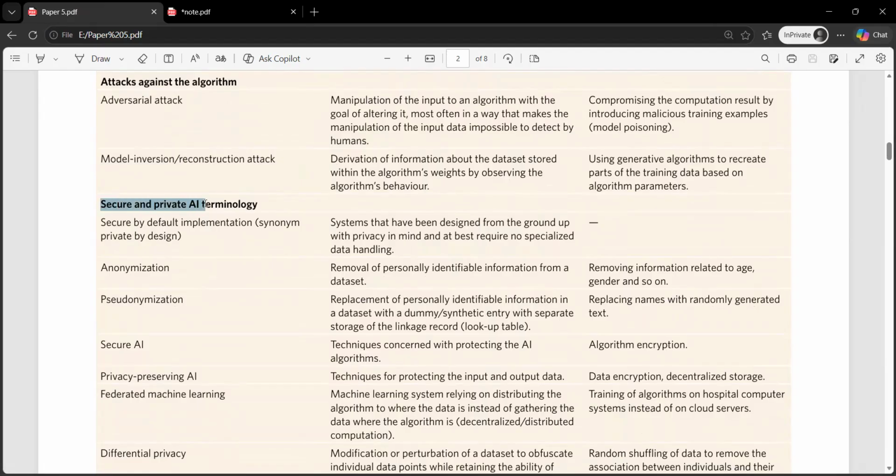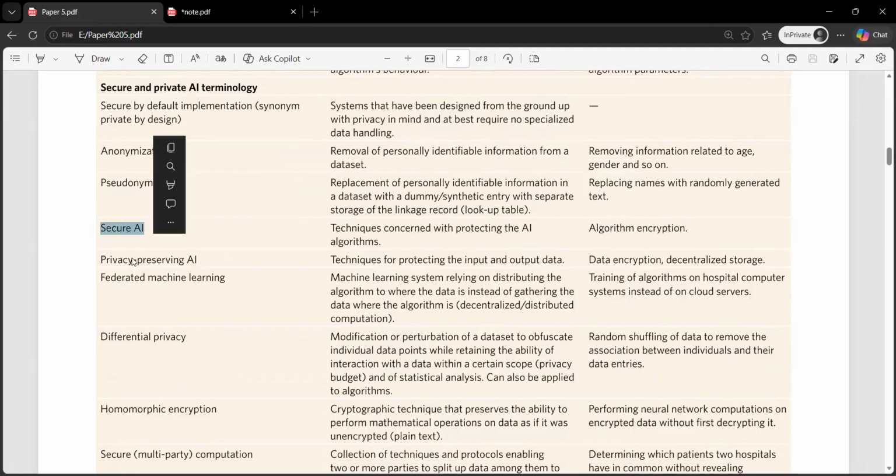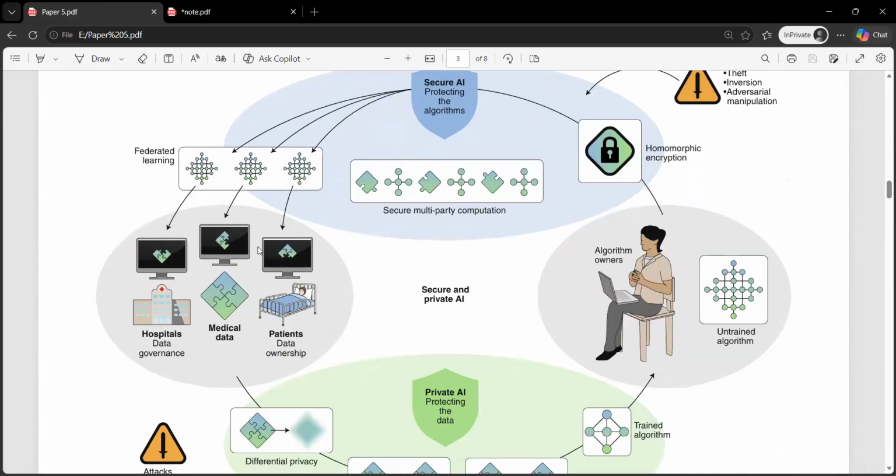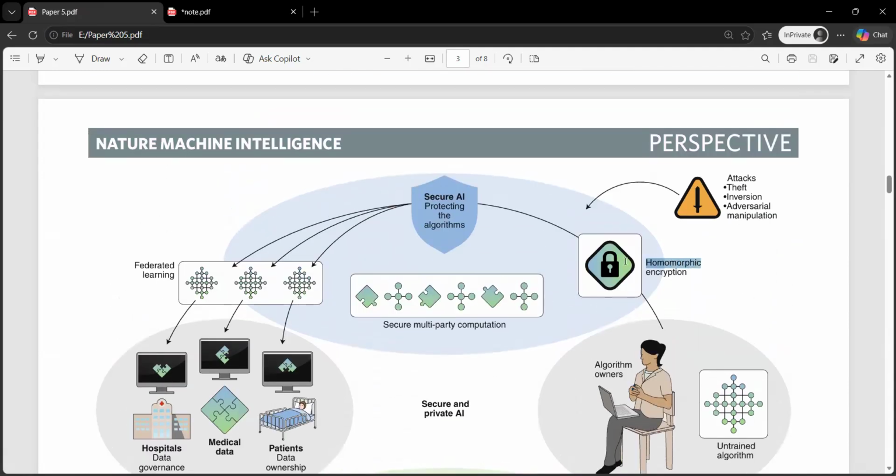And some techniques for privacy and security. We have secure by default implementation, which means systems that are designed from the ground up with privacy in mind, and no specialized data handling is required. Anonymization, which means that we remove the personally identifiable information, or PII. Pseudonymization, which means replacement of the personally identifiable information with dummy entries. And some techniques for security, like we discussed for the AI itself, and privacy preserving AI techniques for protecting the input and output: federated learning that you already know, differential privacy, homomorphic encryption, secure multi-party, and finally, hardware security implementation.